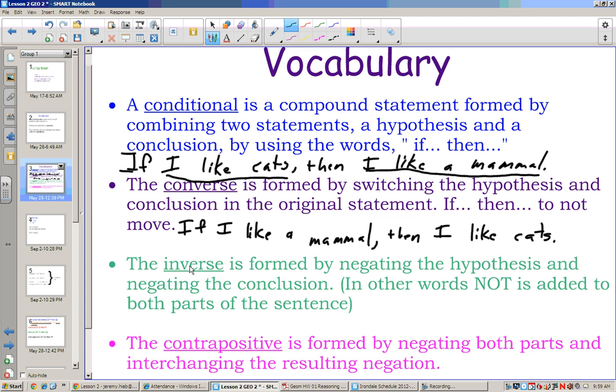Now, an inverse is a different type of statement where it takes the conditional and is formed by negating the hypothesis and negating the conclusion. So by negating, it means we're turning it from a positive statement to a negative, or a negative to a positive. Here, if I like cats, to negate that, I would say if I do not like cats. So I could write this by saying if I do not like cats, then now I negate the conclusion. So I say I don't like a mammal.